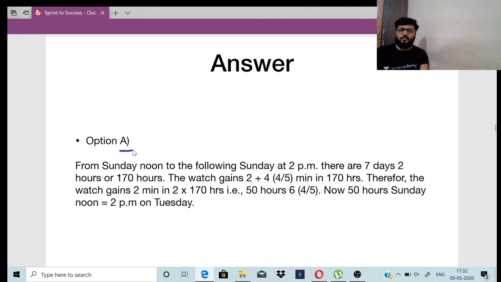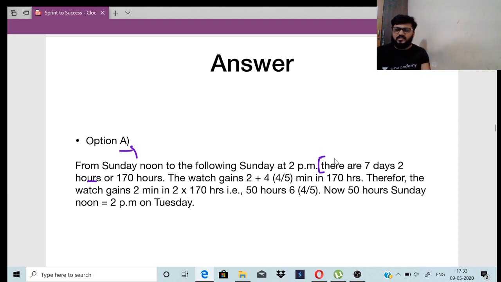Okay, see it is option A. From Sunday noon to the following Sunday at 2 p.m. there are 7 days and 2 hours, right? From Sunday, okay, so there was a mistake, okay? From Sunday noon to the following Sunday, right? To the following Sunday. So what they have told, to the following Sunday, मतलब next week तक जाना है आपको, right? You have to go till the next week.